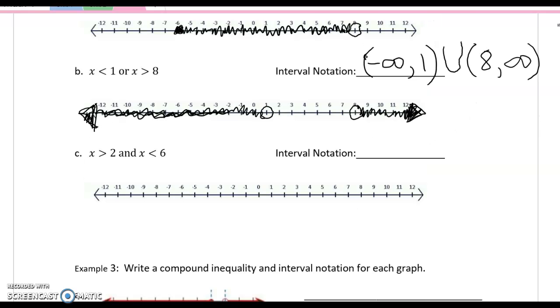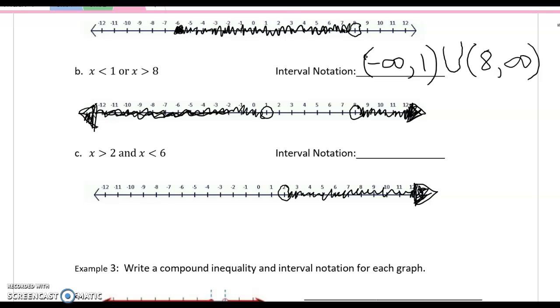Now moving on to part C, you're going to notice again it is a compound inequality that is split. But this time, instead of the word "or," we have the word "and." Recognition of this is very important when you're looking to do the graph and the interval notation.